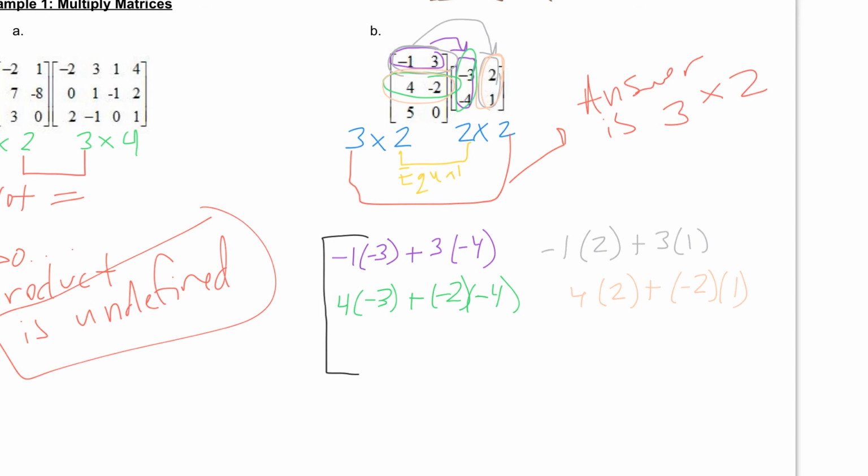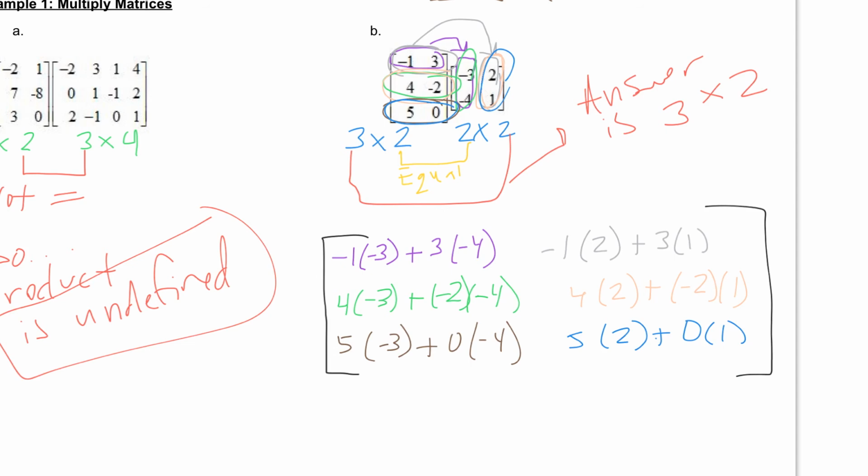Then we move to the bottom row. So in our bottom row, we're looking at the 5 and the 0, and we're going to start by multiplying it by that first column. So we have 5 times -3 plus 0 times -4. And then we're going to do that with the other one. So we're going to take this row and multiply it by this column. And we get 5 times 2 plus 0 times 1.